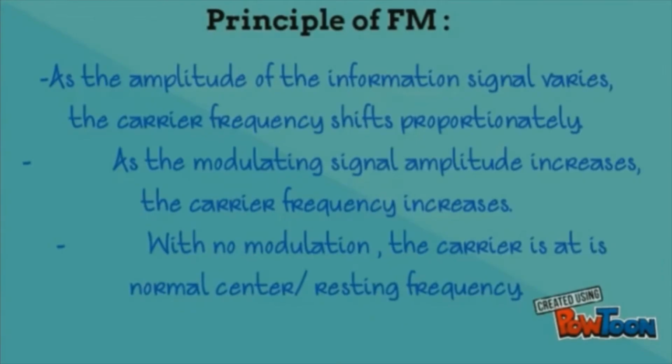The principle of frequency modulation is as follows. First, as the amplitude of the information signal varies, the carrier frequency shifts proportionately. Second, as the modulating signal amplitude increases, the carrier frequency increases. And the last one, with no modulation, the carrier is at its normal center or resting frequency.